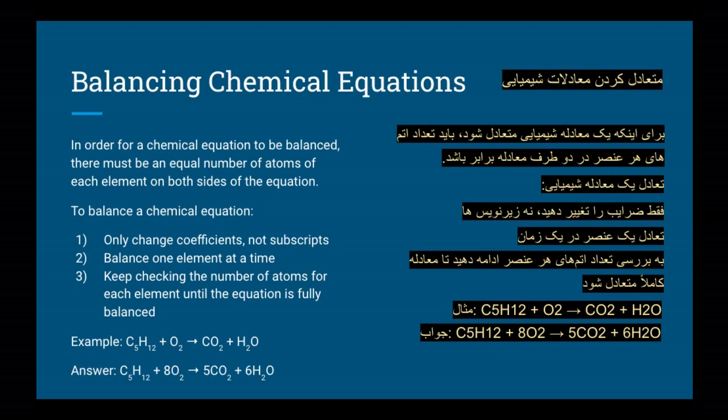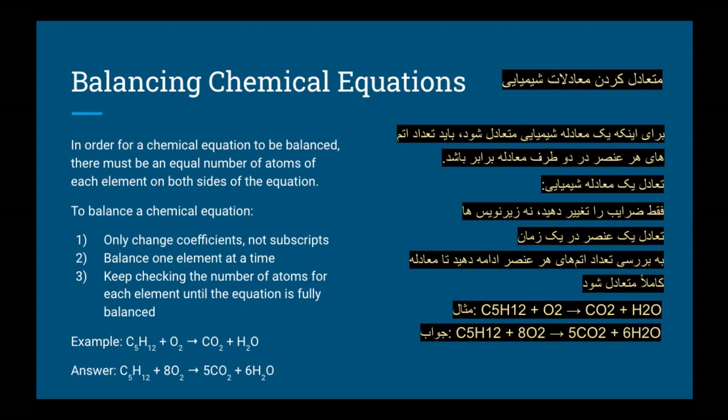Balancing chemical equations can be difficult, but it doesn't have to be. I suggest following these 3 simple rules. Number 1. Only change coefficients, not subscripts. Changing coefficients only alters the amount of atoms, but changing subscripts alters the ratio of atoms.